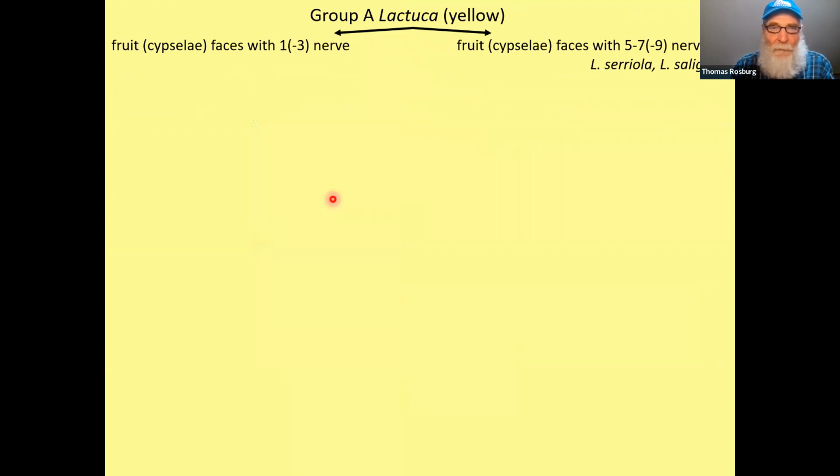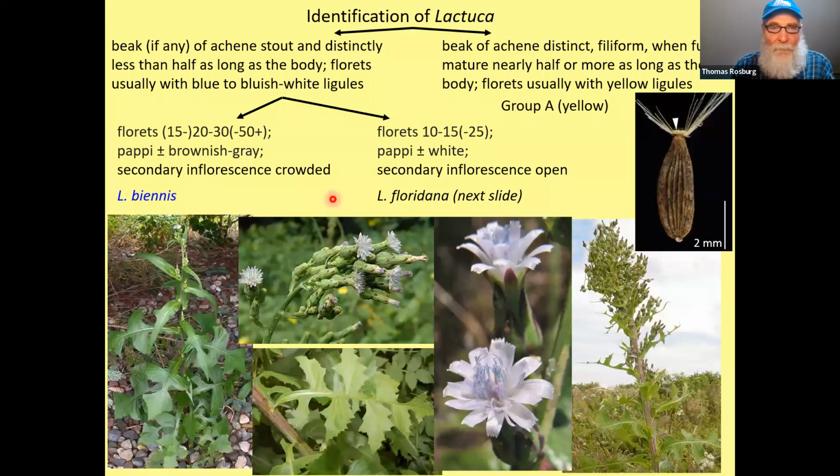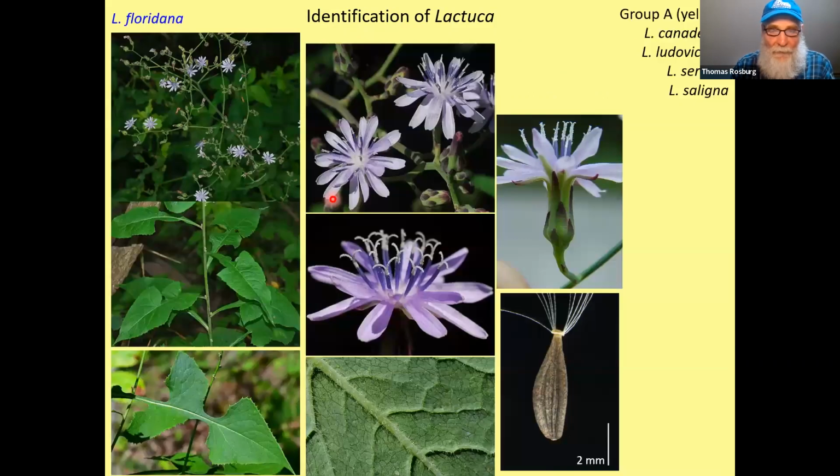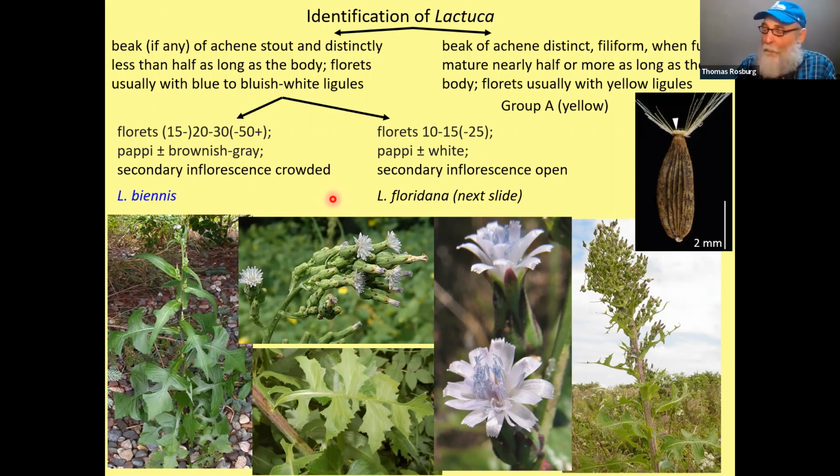So we've got two species here, Biennis and Floridana. This is Biennis, this is Floridana. Well, they're going to be similar because of the coloration, certainly. Chicory and blue lettuce have the same bluish color.